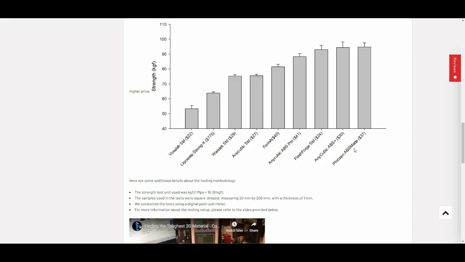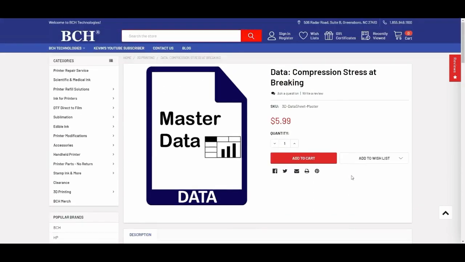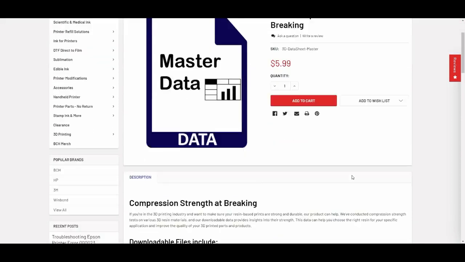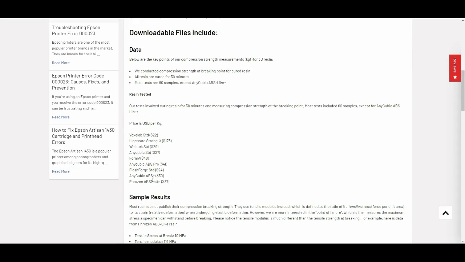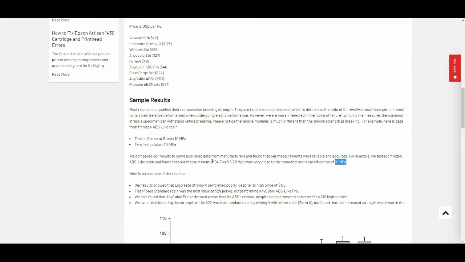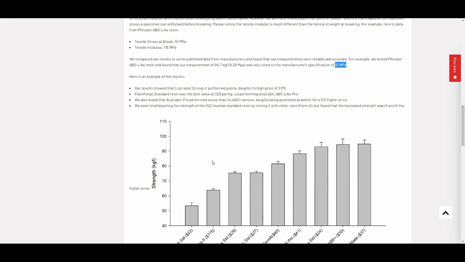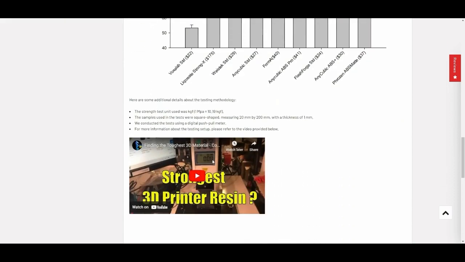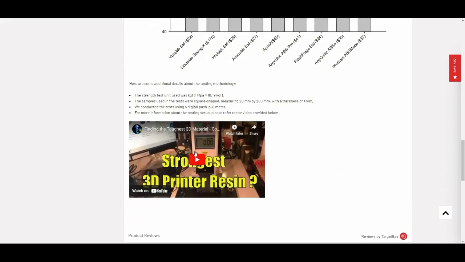The Phrozen ABS resin, which I usually consider the best, actually tied with ABS Plus. So in the future, I'm just going to buy the Anycubic ABS Plus. And for those data, right now you don't have to buy it because I already showed you the results of those 9 resins. But I'll keep testing and I'll put more and more resins here, and it'll probably be worth your money to buy. And here's where I show you how I test it.